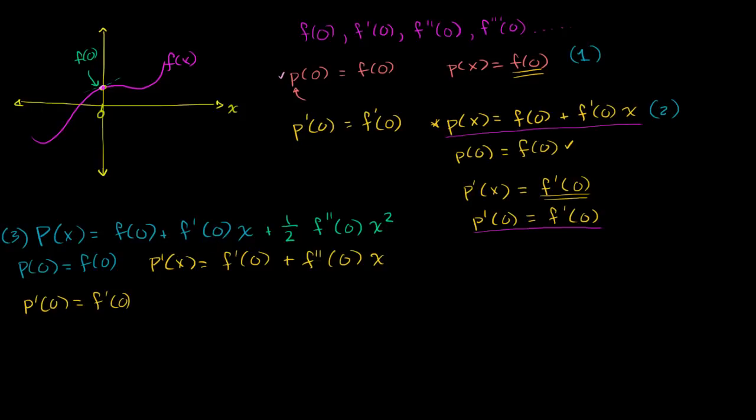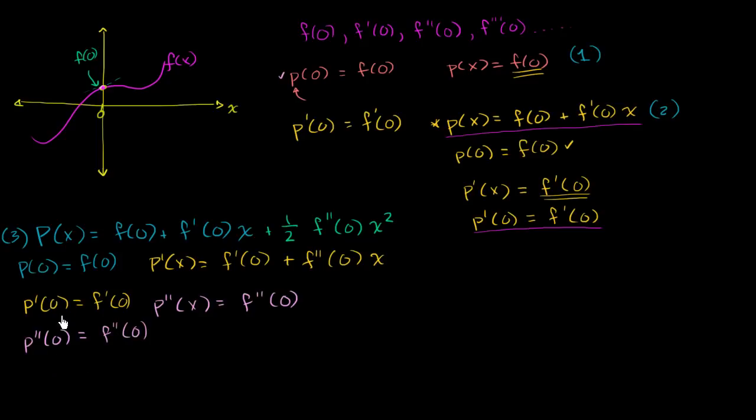And let's see how it does on its second derivative. So p prime prime of x is equal to, this is a constant, so its derivative is 0. So then you just take the coefficient on the second term, which is f prime prime of 0. So what's the second derivative of p evaluated at 0? Well, it's just going to be this constant value. It's going to be f prime prime of 0.